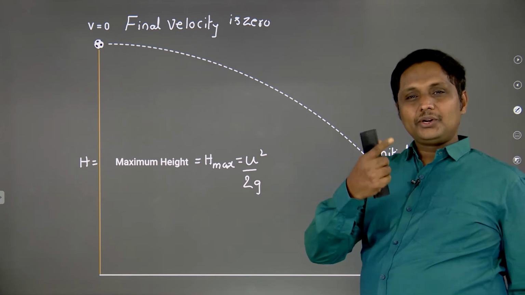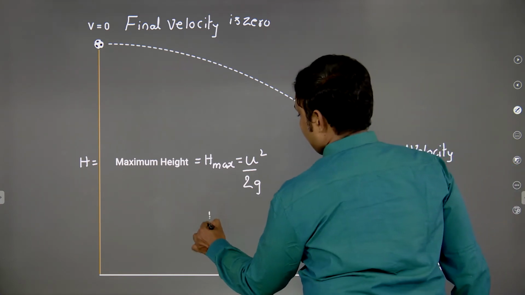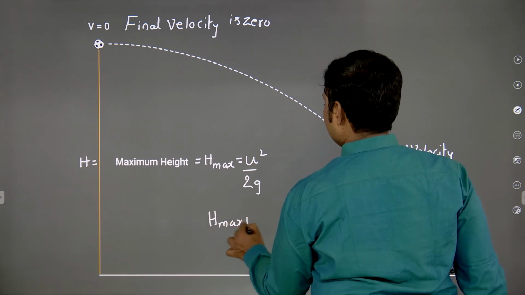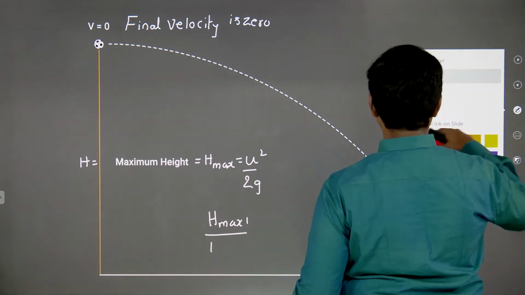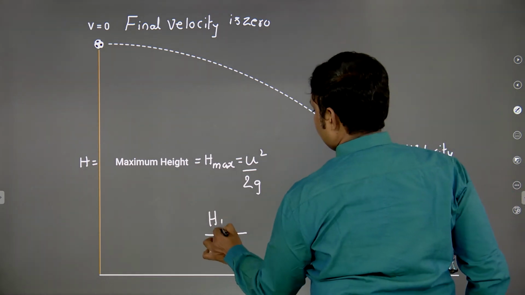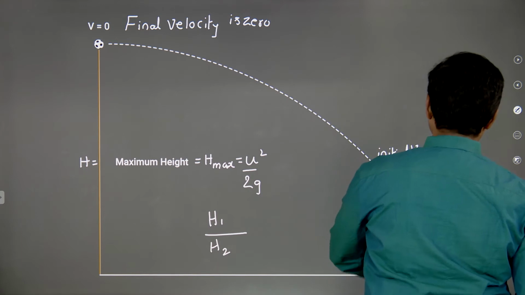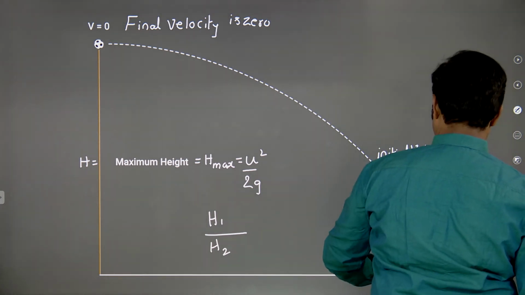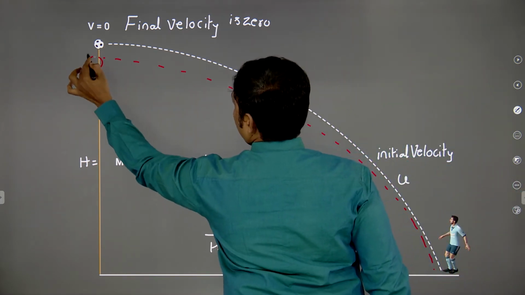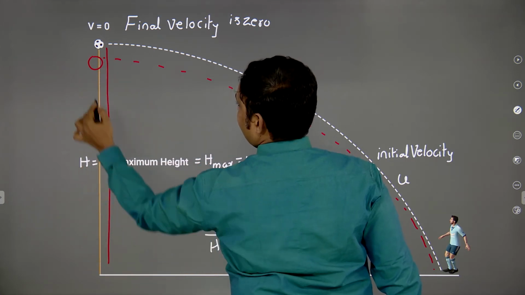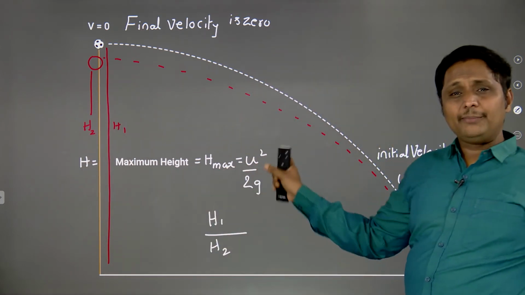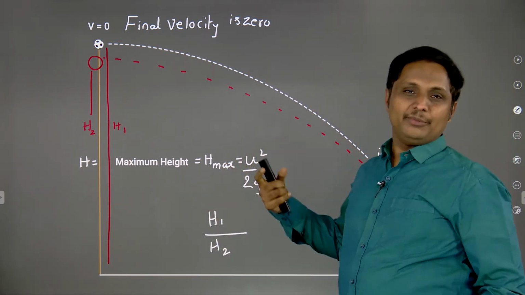One important relation: the maximum height. If you are going to take that H maximum, H1 by H2. Another body is going to be projected at an angle. This is another body, and this is also identified as H2, this is H1. So how will you frame the relation among these parameters?